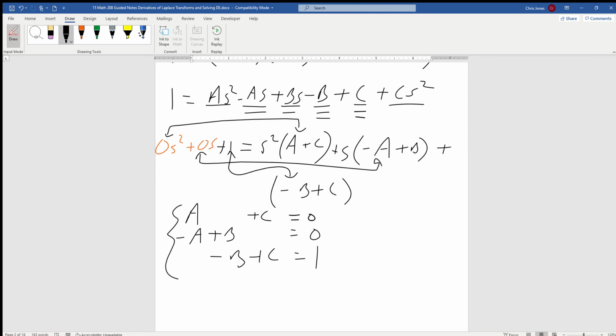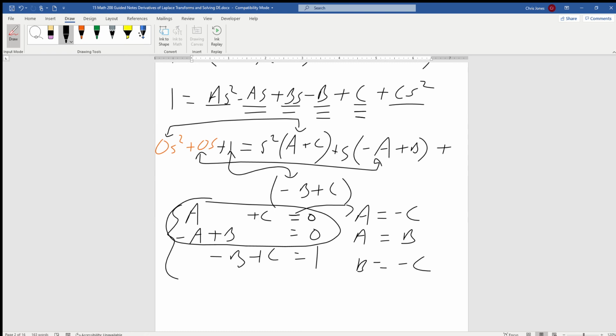And probably the easiest thing to do with this is to solve this by using some sort of substitution, right? One of the things that's really cool about this one is that we could solve both of the first equations for a. So notice that in the first equation we get a is equal to negative c. And then we also get that a is equal to b, which also means that b is equal to negative c as well by transitivity. Right, so those are just some truths that we can find just from those first two equations.